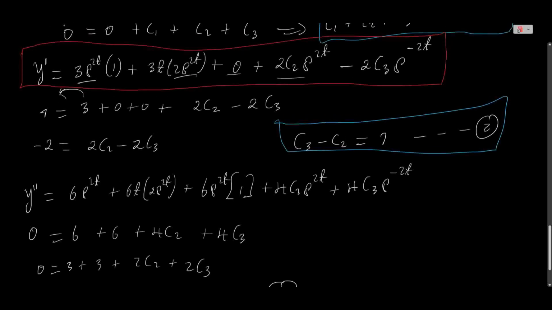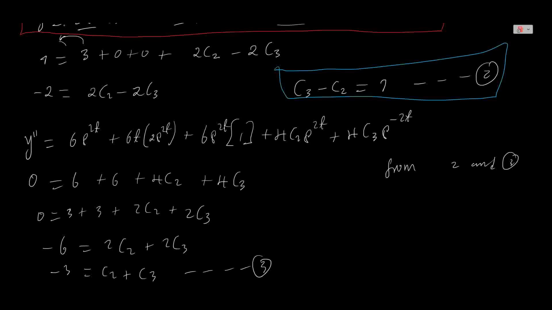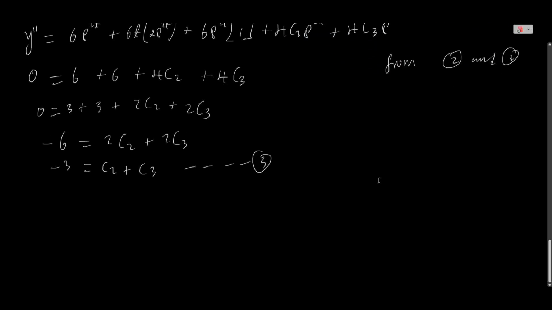Now from equations 2 and 3, we are going to get a value of c2 and c3. I see we can even further simplify our equation 3. This will be minus 3 equal to c2 plus c3. Great, so this is our equation 3. Good. Now from equation 2 and equation 3, we are going to get a value of c2 and c3, and from these values we substitute in our original equation 1 here, and we're going to get the different solutions.